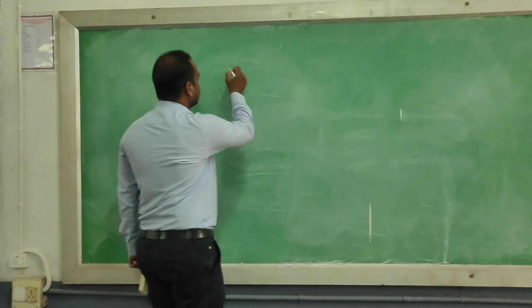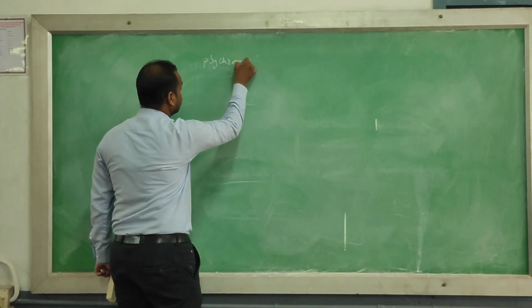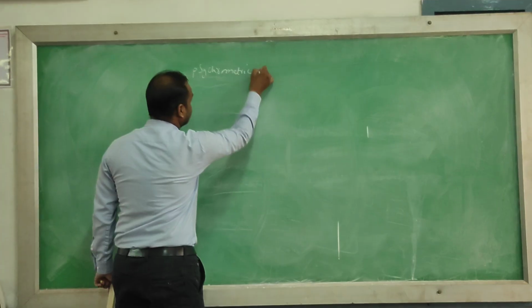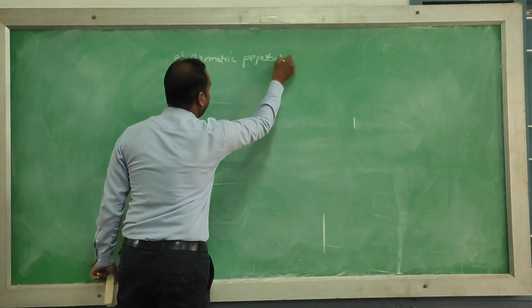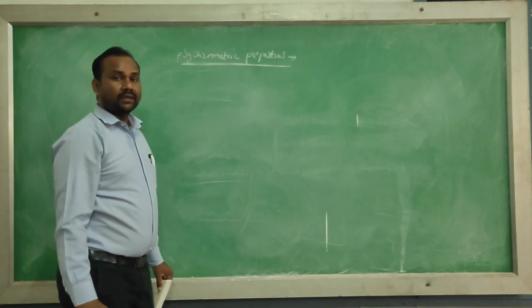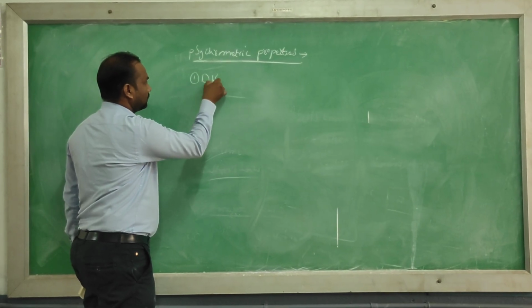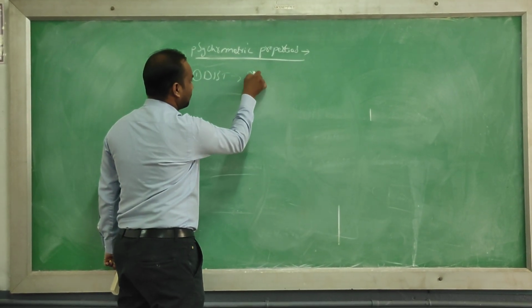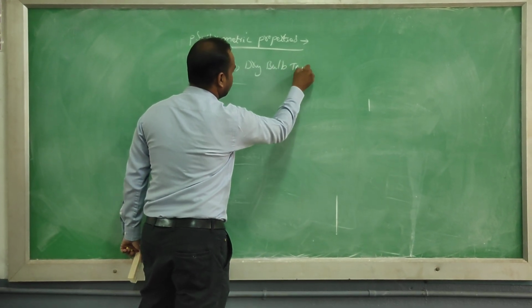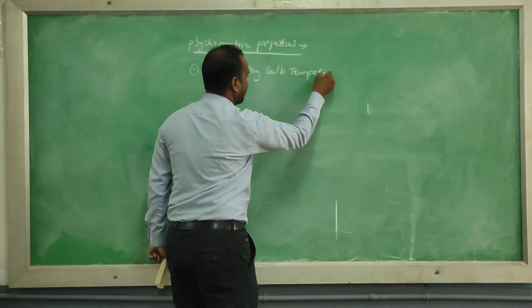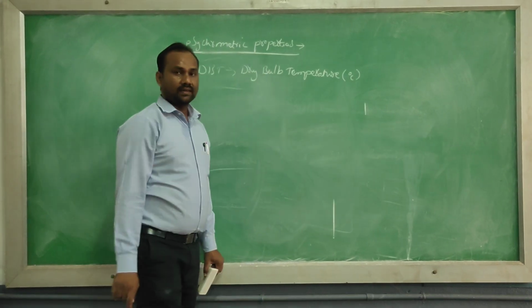Now let us discuss psychrometric properties. There are 7 psychrometric properties. One is called DBT, which stands for dry bulb temperature, and it is measured in degrees centigrade.